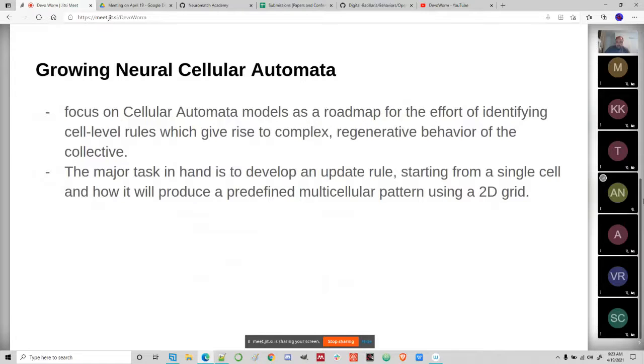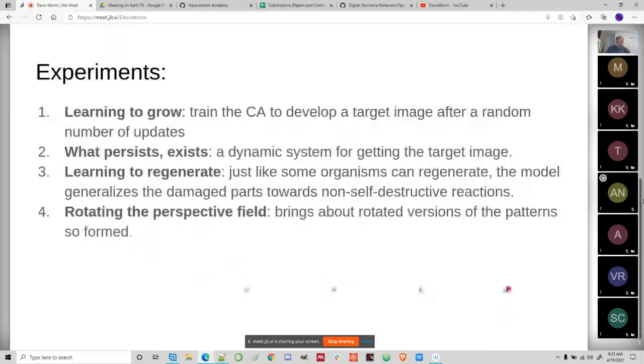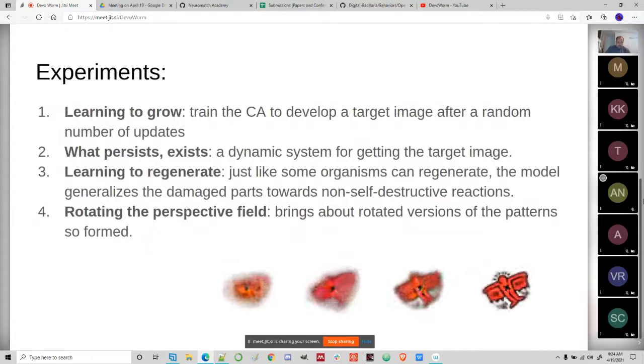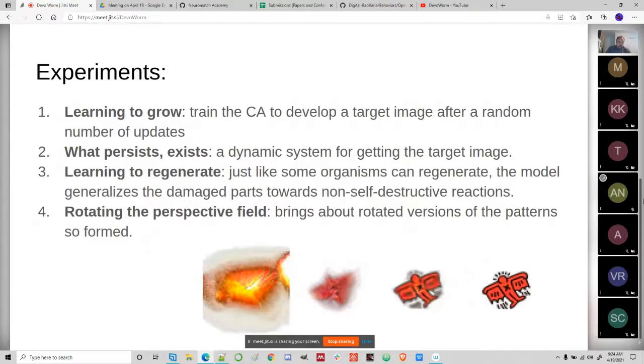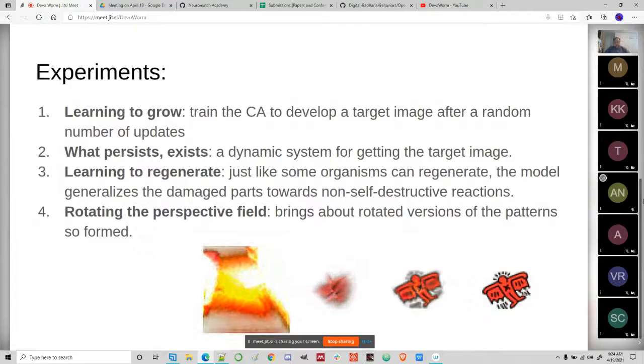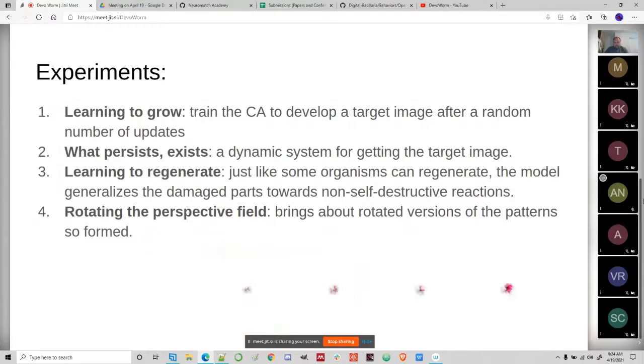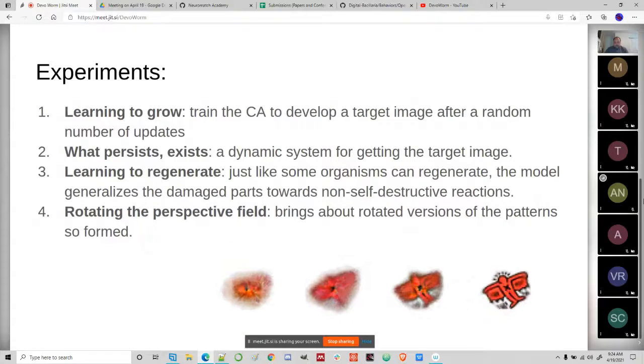The major task in hand right now, which I am currently working on, is to develop an update rule starting from a single cell and produce a multicellular pattern in a 2D grid, where we have organisms that regenerate. There are four subparts of this project. The first, which is the basic one, is how to simply train a cellular automata to develop a target image from random weights. From nothing, you have to develop an image which is suitable for you.